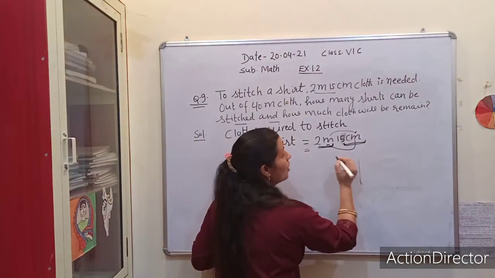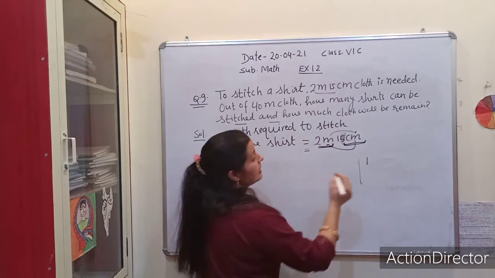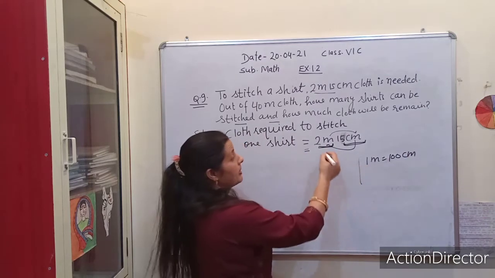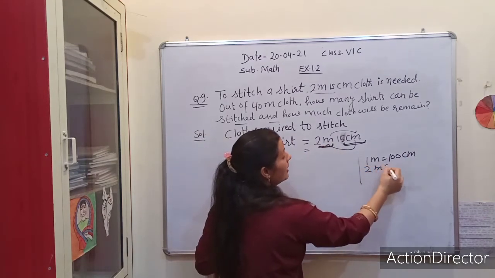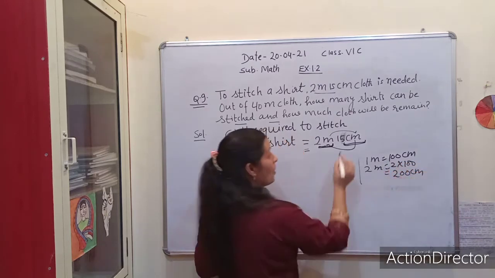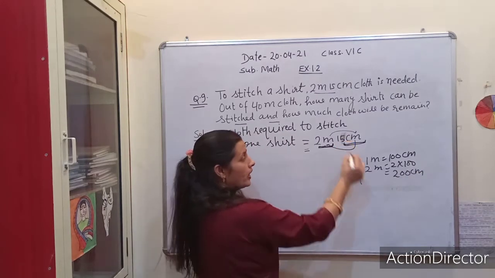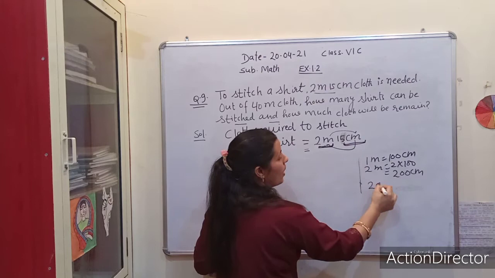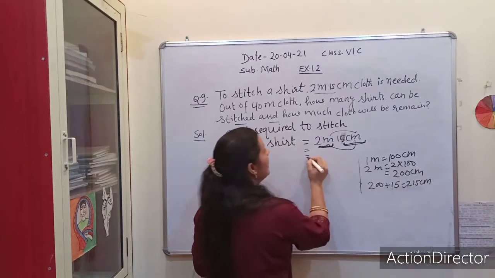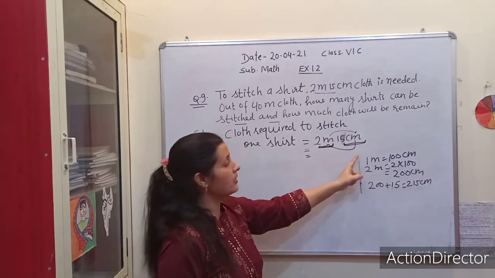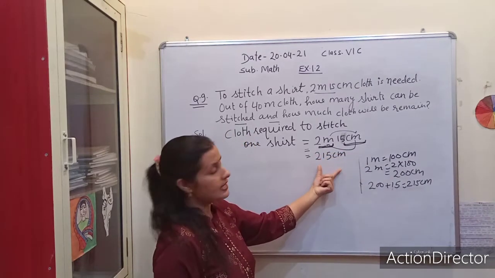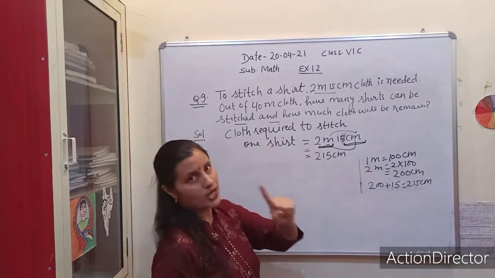Meter is the bigger unit. So what is the relation between meter and centimeter? 1 meter equals 100 centimeter. Here 2 is given, so 2 meter will be 2 into 100 centimeter. It means 200 centimeter. Now 15 centimeter is already included here, so we will add that 15 centimeter to 200. 200 plus 15 will become 215 centimeter. It means instead of 2 meter 15 centimeter, we can write 215 centimeter. This is the length which we require to stitch one shirt.